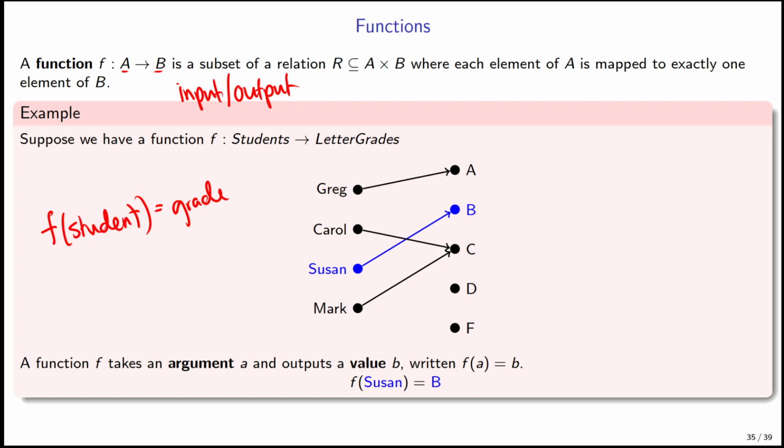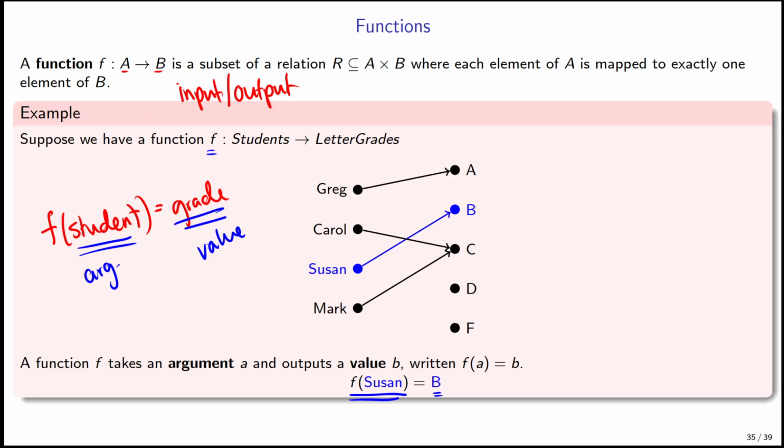So in this example, Greg gets an A, Carol gets a C, Susan gets a B, and Mark gets a C. So we can see the arrows going from each person to each letter grade they got. The thing that you put into a function in the brackets is called an argument, and the thing you get out is called its value. So in this example, if we take f of Susan, where f is the function that maps students to letter grades, we see that f of Susan is equal to B. So Susan gets a grade of B, and I've highlighted this in blue here.